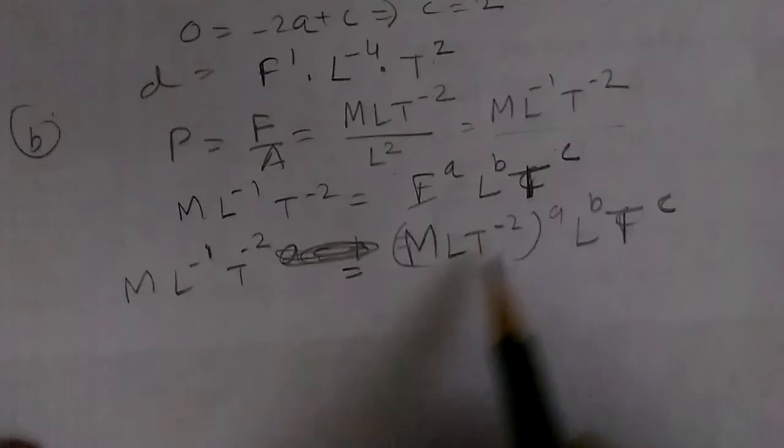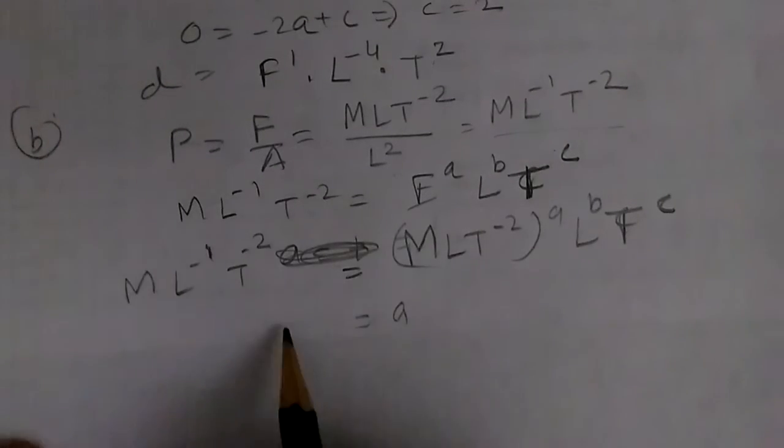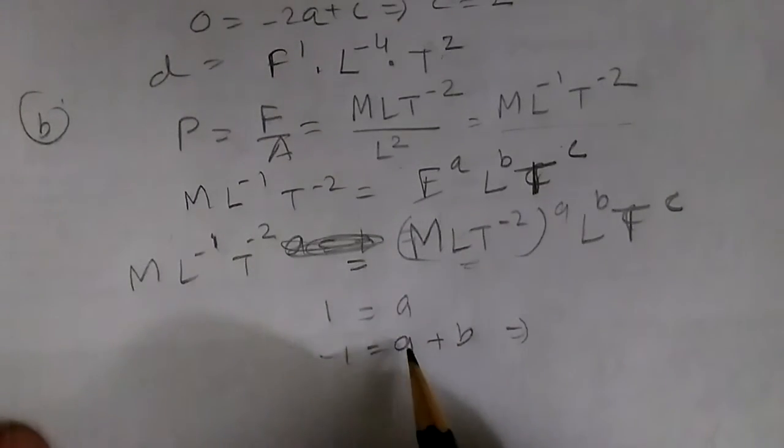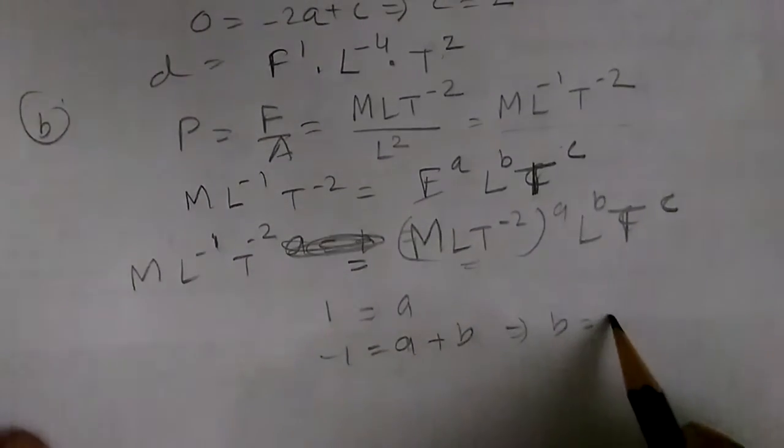Now equate the powers of M: A is equal to 1. For L, L to the power A plus B, so A plus B is equal to the power minus 1, which is minus 1 here. So A is 1, so B is equal to minus 2. And finally, T to the power minus 2 here is equal to T to the power minus 2A plus C. This implies A is equal to 1, so minus 2 cancels, and C is equal to 0.